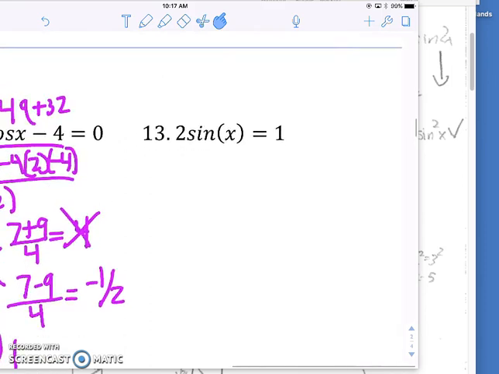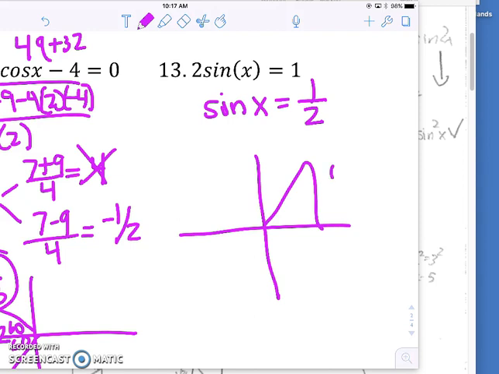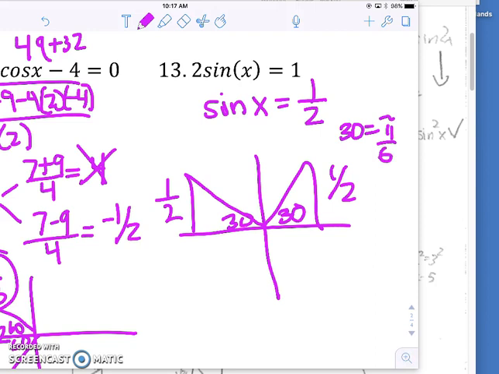And I think we end with a nice and easy one. 2 sine of x equals 1. So we have the sine of x equals 1/2. Sine is our y value. So 1/2 and 1/2 makes these 30-degree reference. So 30 degrees is pi over 6. This would be 150, which would be 5 30s, or 5 pi over 6.